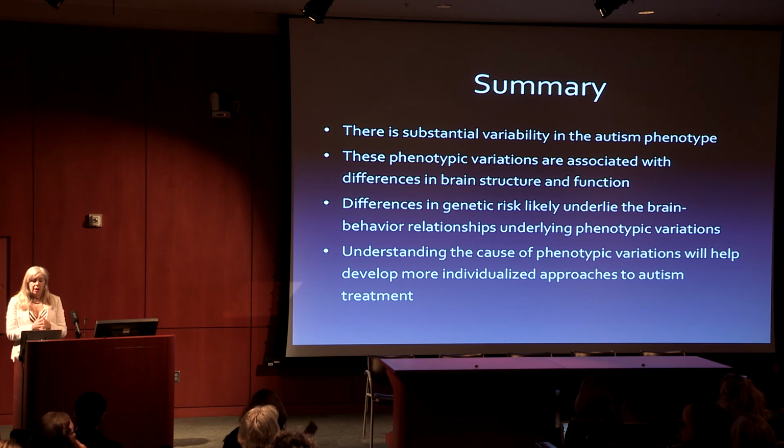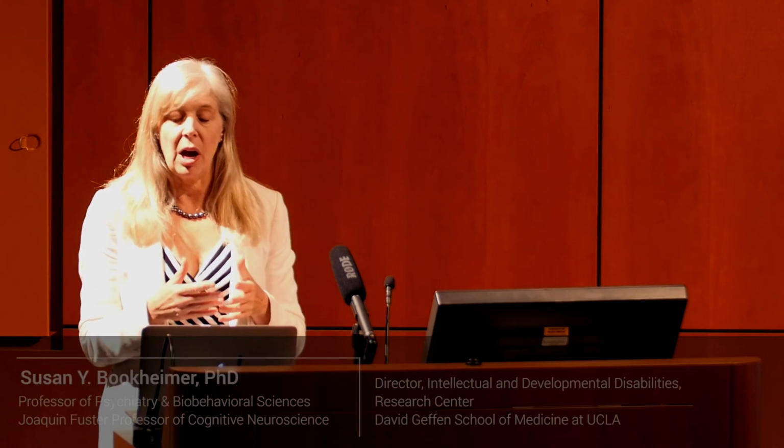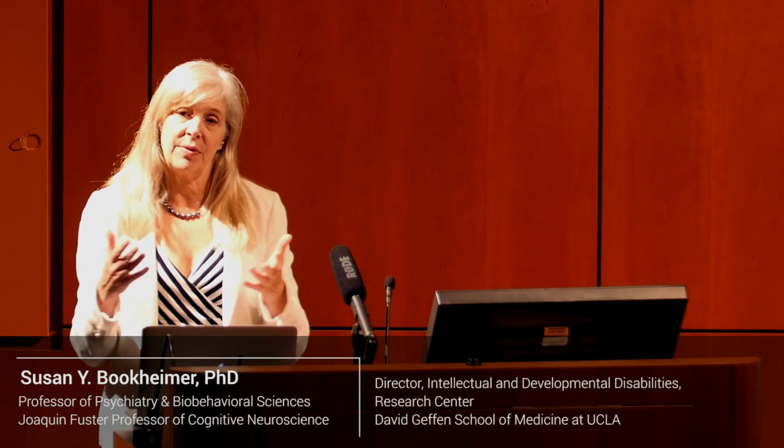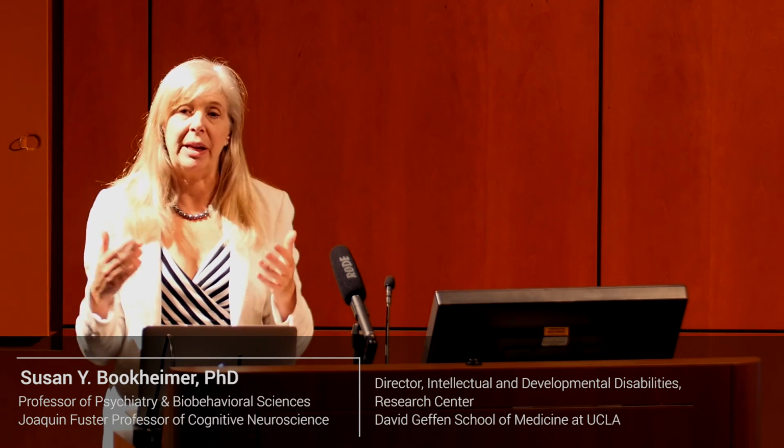So just to summarize overall, there is substantial variability in autism phenotypes and how every child with autism looks. You've seen one child with autism, you've seen one child with autism. These phenotypic variations, however, are associated with differences in brain structure and differences in brain function. And we think that it's very likely that it's the genetic risk factors, the different genetic vulnerabilities, that underlie these brain behavioral relationships and these phenotypic variations. We're pretty much just at the beginning of trying to find all those pathways, but we think that's very important for really understanding the causes and the trajectories of development in autism.